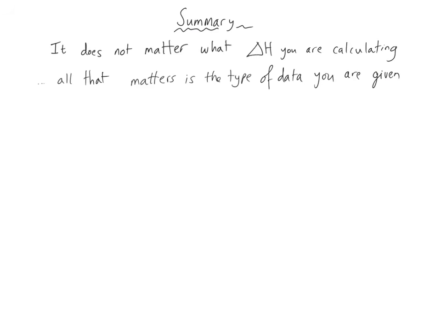And so, to finish off this video, when you're calculating the enthalpy change for a reaction, it doesn't matter what type of enthalpy change you are calculating. All that matters is the type of data that you have been given to do your calculation. And so if you've been given enthalpy of formation data, you will be calculating the enthalpy of formation of the products, take away the enthalpy of formation of the reactants.